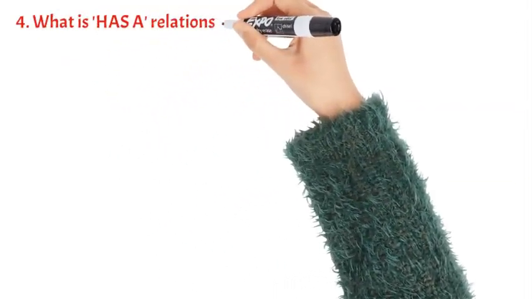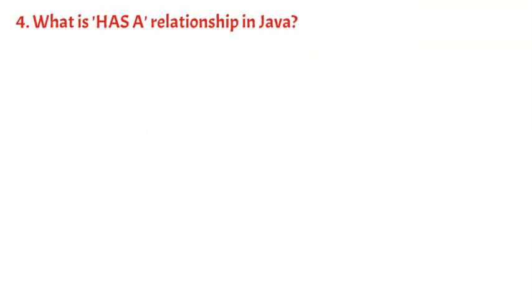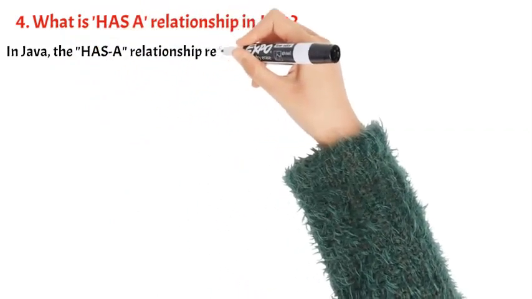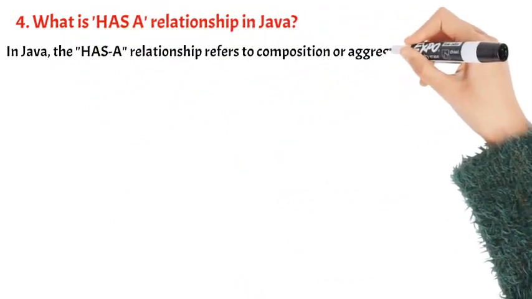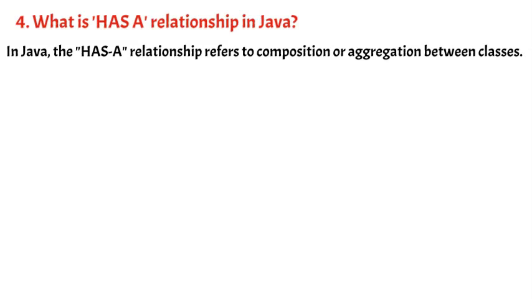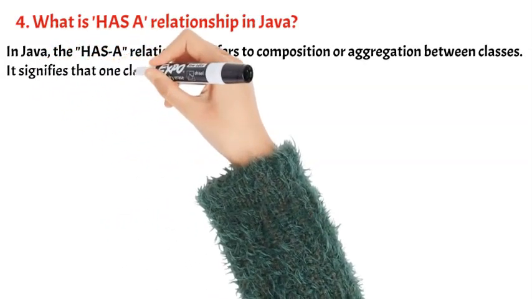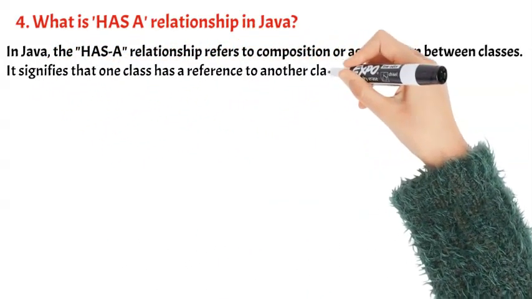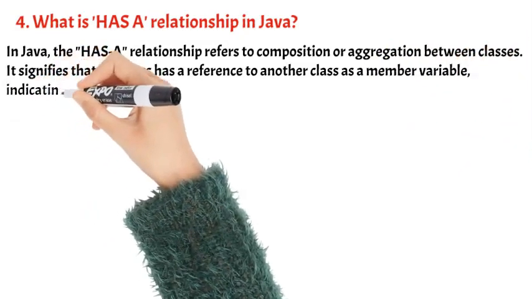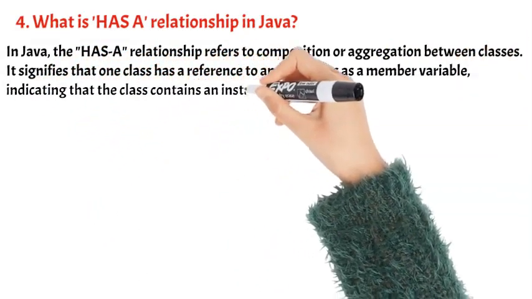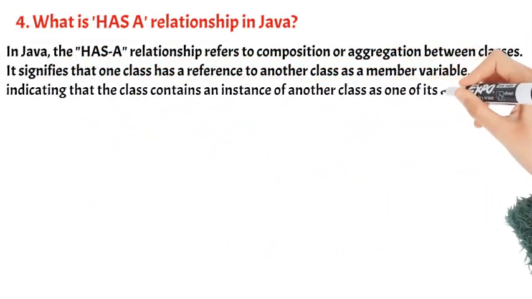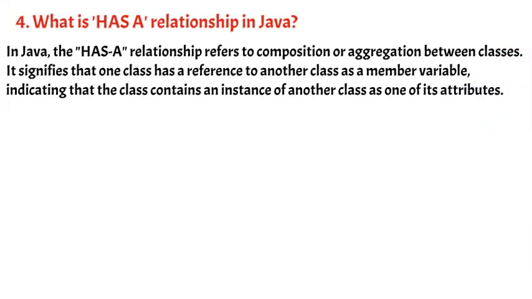4. What is HASA relationship in Java? In Java, the HASA relationship refers to composition or aggregation between classes. It signifies that one class has a reference to another class as a member variable, indicating that the class contains an instance of another class as one of its attributes.